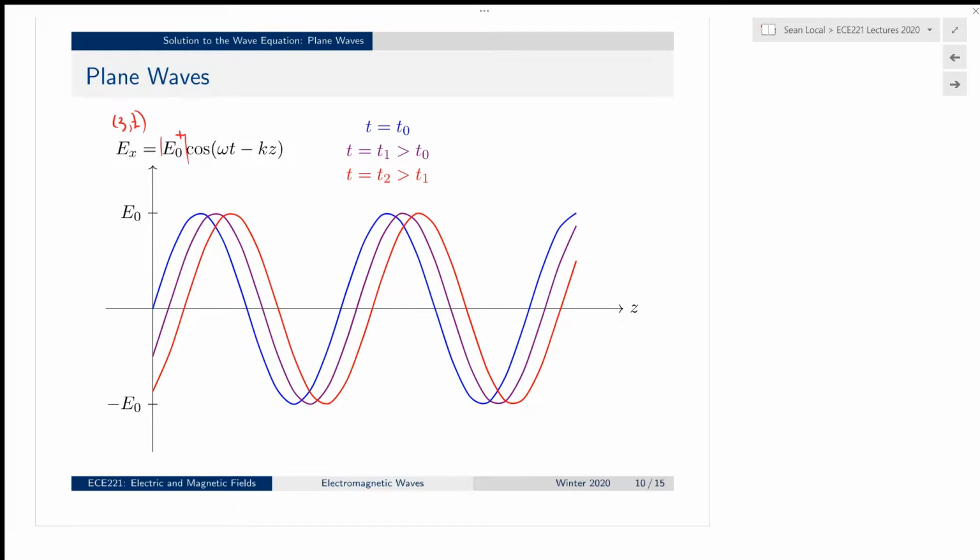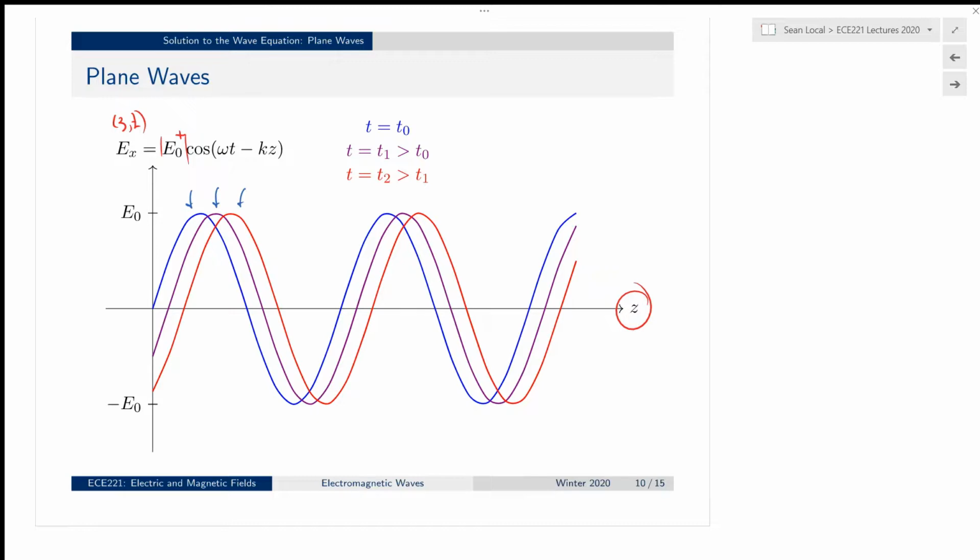Well, consider what happens when we plot this function as a function of space, z, for various instants of time. So first, we plot it for time equals t naught, which is this blue curve here. Then, if time increases to t1, which is larger than t naught, this purple curve is the one that results. And if I consider another time instant t2, which is larger than the previous one, t1, I get this curve here.